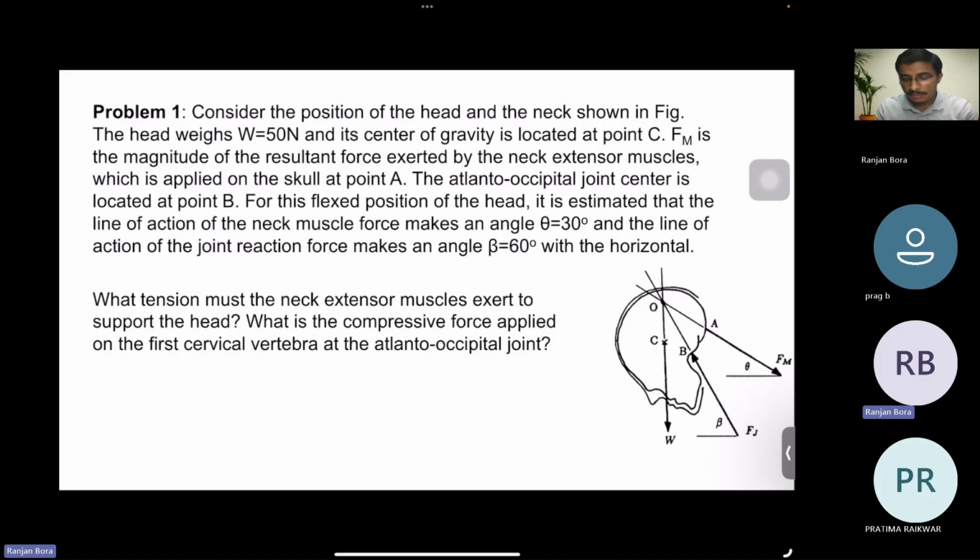Last week I discussed similar types of problems and solved them using the force equilibrium method. Today I am going to show you two other methods. I will solve this problem first using the force equilibrium method, then using the force vector method, and again using Lami's theorem. So I will solve this problem using all three methods. It will be easy for you: whichever method you find easy, you can apply it in solving the problems.